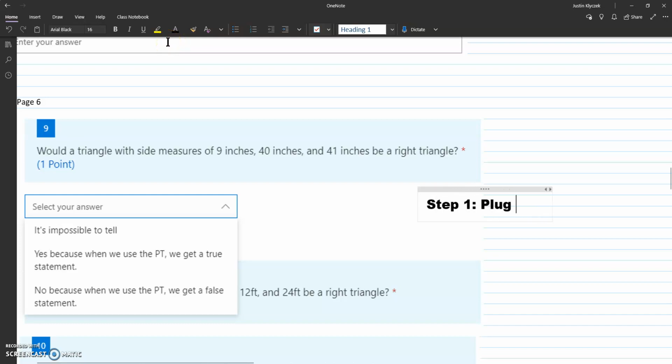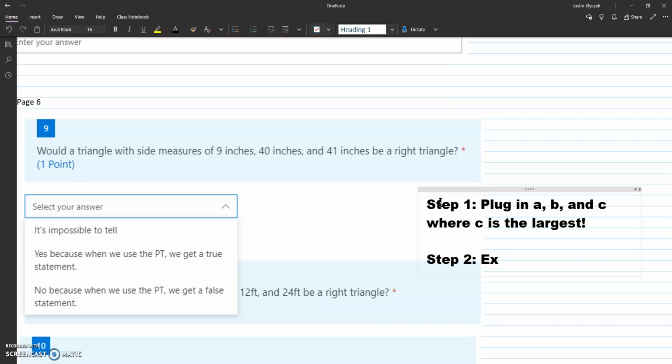Step 1 is we're going to plug in A, B, and C, where C is the largest. Because C is always the hypotenuse, so we have to make sure that's the biggest. So in this problem, we would have 9 squared plus 40 squared equals 41 squared. You're plugging all 3 things in.